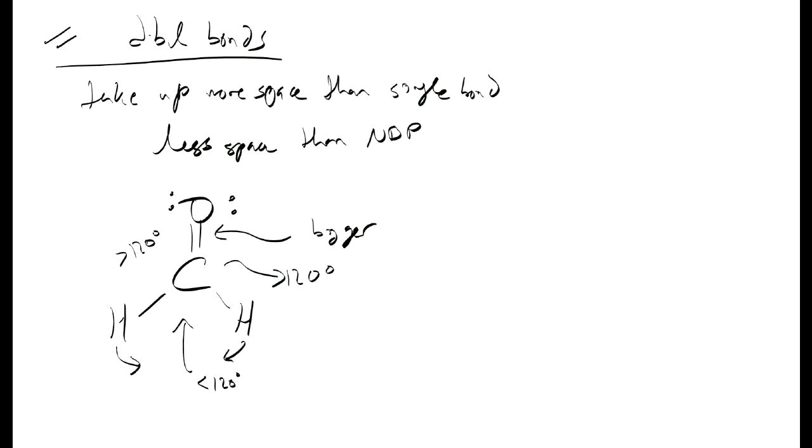Now, because a double bond isn't as much bigger as a non-bonding pair, it takes up more space, but it doesn't take up as much more space. So these are like 120.5, 120.5, 119. It's enough to change the geometry, but it's not as huge a difference as you would get with non-bonding pairs.